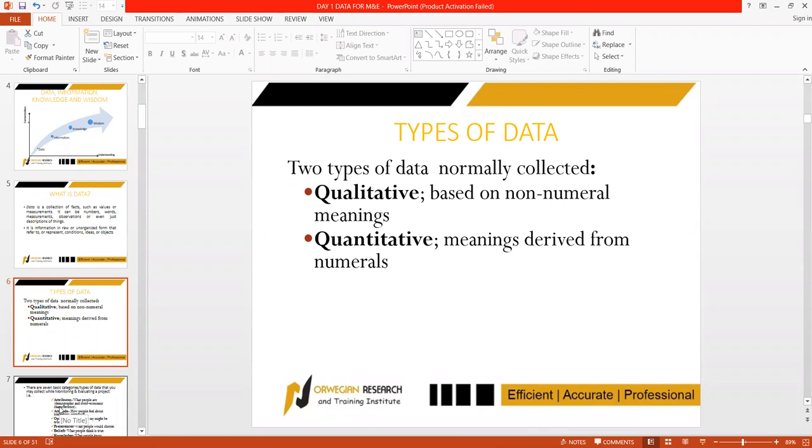So the meaning of numbers is received when we are dealing with a data type called quantitative analysis. And quantitative analysis is based on us trying to look at what is the main variable of the study. In quantitative analysis, we normally begin by looking at the subject. This subject in this case is what we shall be referring to as the dependent variable.